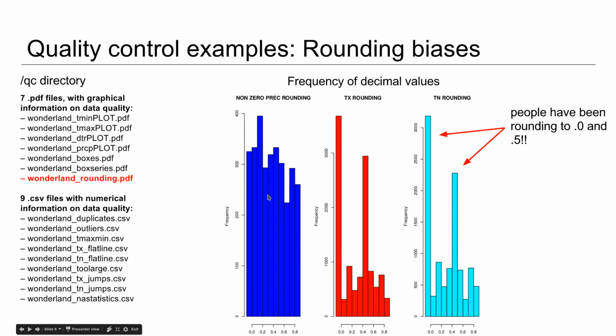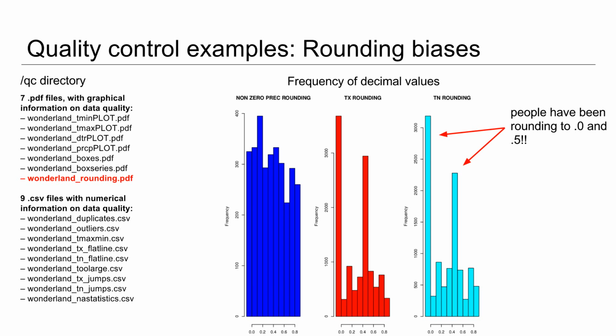Okay, the last PDF file is called rounding.pdf, and this helps you identify rounding biases in your data. Quite often what happens when temperature or precipitation values are being manually recorded, people have a tendency to round to the nearest whole number or to the nearest 0.5, or sometimes to the nearest 0.4, 0.6, 0.8, etc.